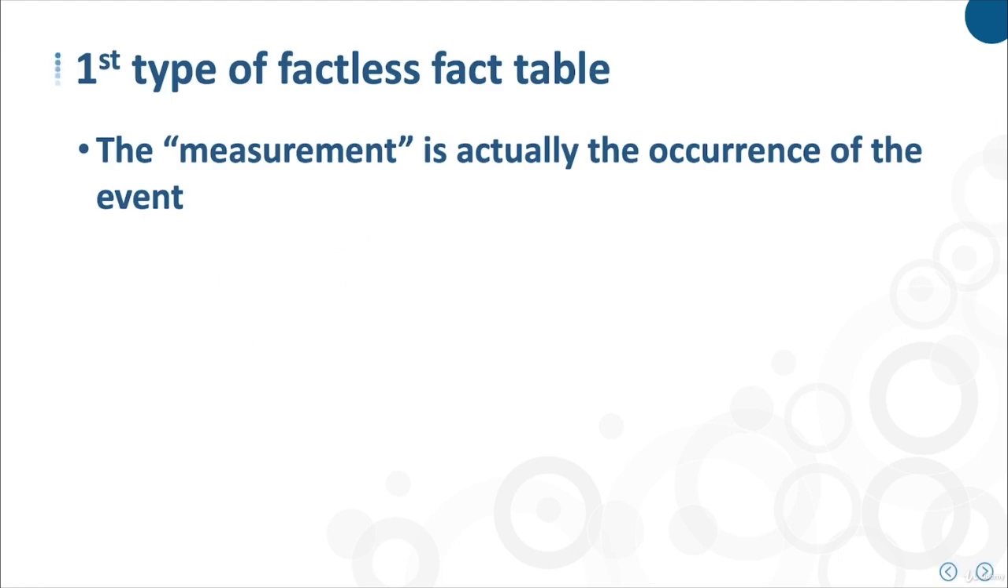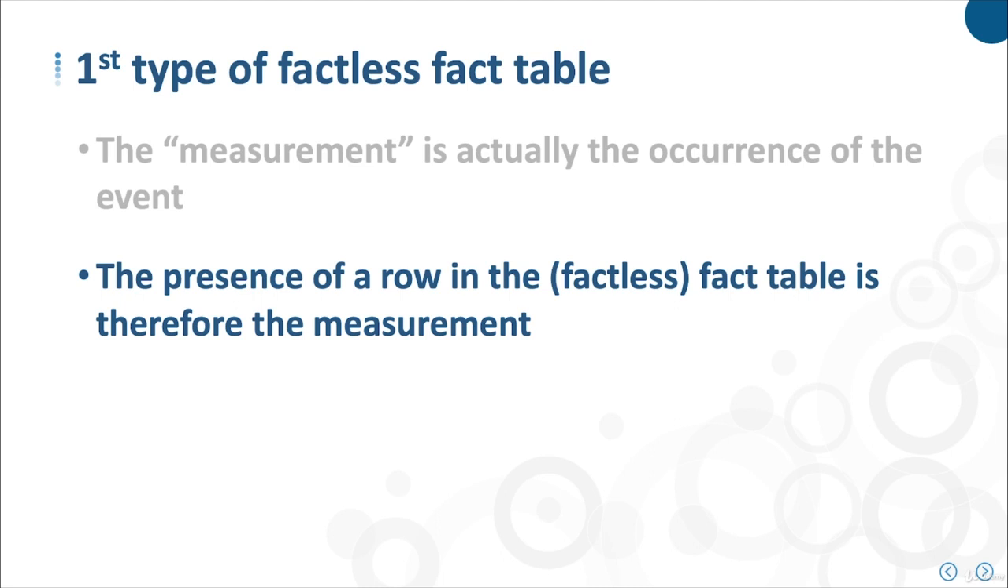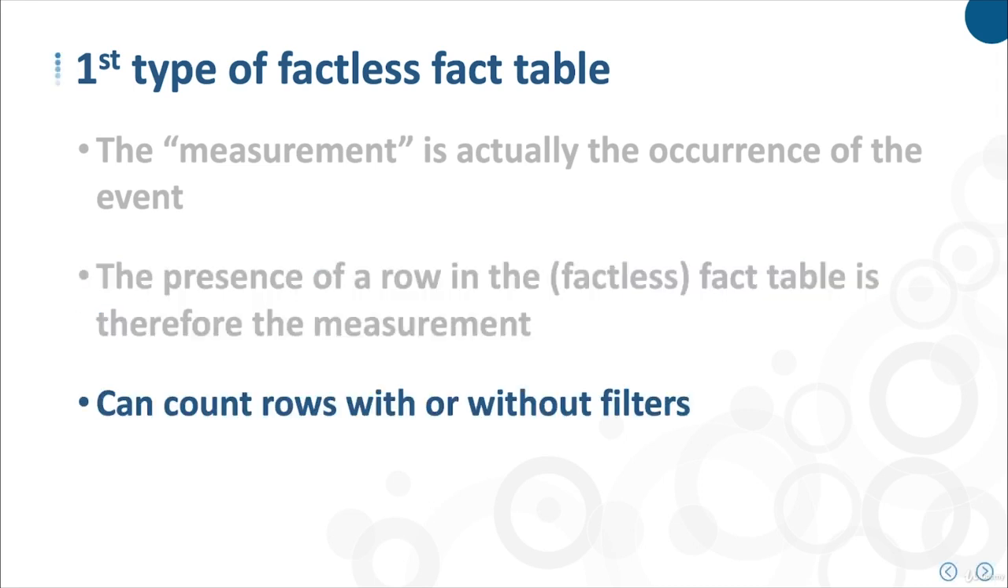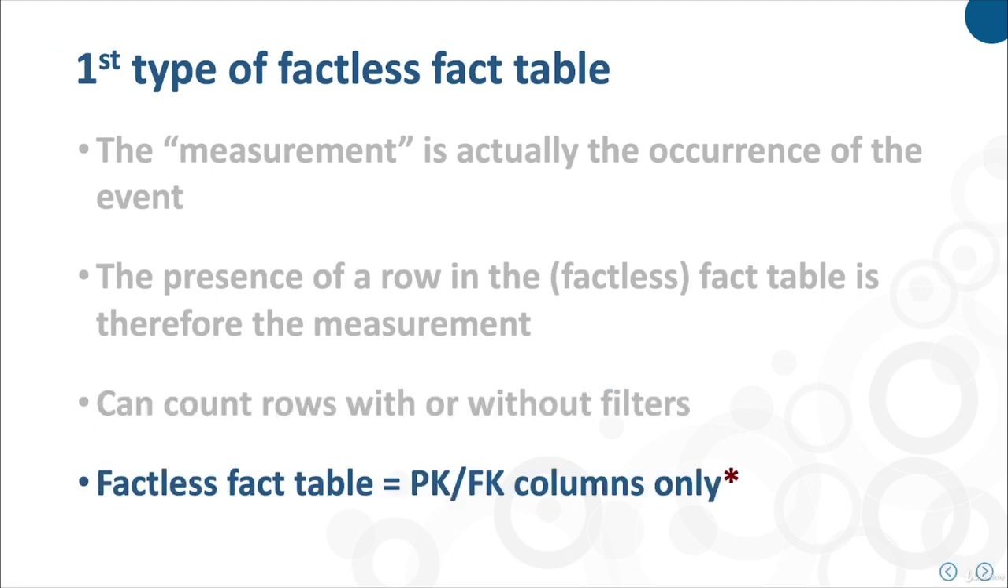What we would do is keep track of the very presence of the rows. That's actually the measurement of the occurrence of an event. The fact that there will be a row in a Factless fact table means that something actually happened, even though there's no salary to keep track of, or a student loan amount, or anything else like that. What we'll do then is count rows within the Factless fact table, either with or without filters. And basically, the Factless fact table is set up as the primary foreign key columns only. Notice the asterisk. There's a little variation to the theme that I'll cover in a moment.